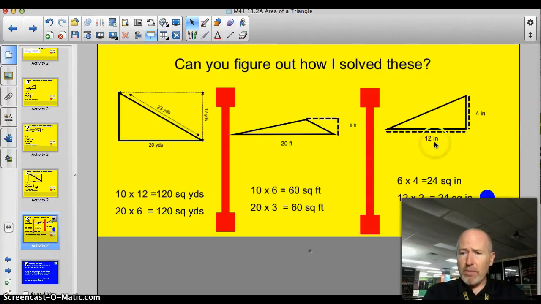Take a look here. 12 times 4, that's the base and the height. I cut the base in half here, and I got 24 square centimeters. Here, I cut the height in half. I used the base, 12 times 2, or half the height, equals 24. And if you think about it, it makes sense that that would work. But that's just kind of a shortcut.